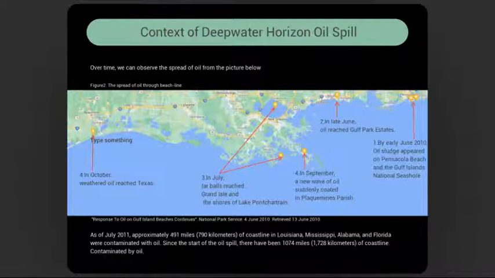Over time, we can see the direction of the oil spill, especially in the picture below. You can clearly see the oil spill spreading from east to west, that is from Alabama to Texas. As of July 2011, approximately 491 miles of coastline in Louisiana, Mississippi, Alabama, and Florida were contaminated with oil. Since the start of the oil spill, there have been 1,074 miles of coastline contaminated by the oil.